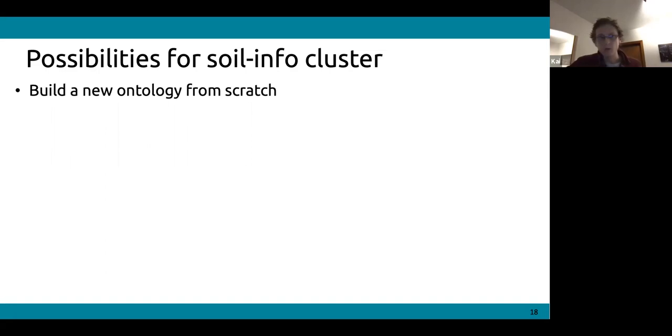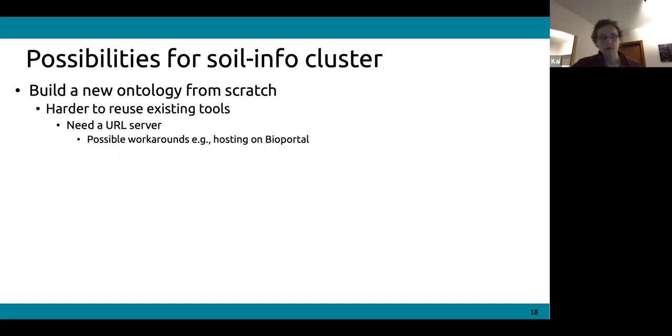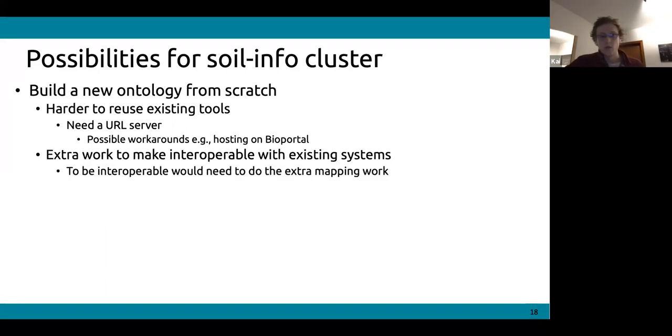You can always build a new ontology or vocabulary from scratch. If you completely go from scratch, you just ignore everything else that exists in the universe. It's harder to reuse existing tools. You need your own URL server. There are workarounds, so that might not be the biggest problem. But the more important problem is it might be harder to make it interoperable with other existing systems. And you would need to do the extra work of making the mappings to make sure that you're interoperable with other existing systems if you were to build something new from scratch.